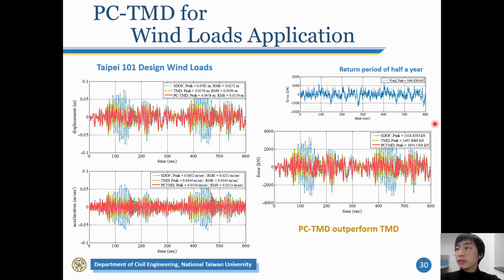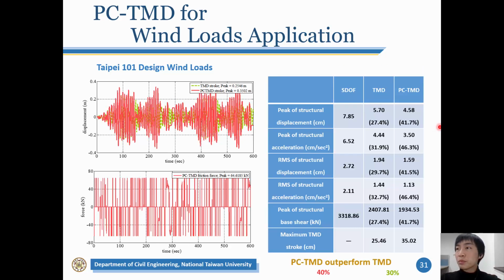We also simulate the structure under the design wind loads, and no matter in displacement, velocity, or acceleration, the phase control tuned mass damper outperforms the traditional tuned mass damper. The traditional tuned mass damper can reduce 30% vibration on average. If using the phase control tuned mass damper, it can reduce about 40% vibration on average. But the only concern is that a larger space is required for the phase control tuned mass damper.